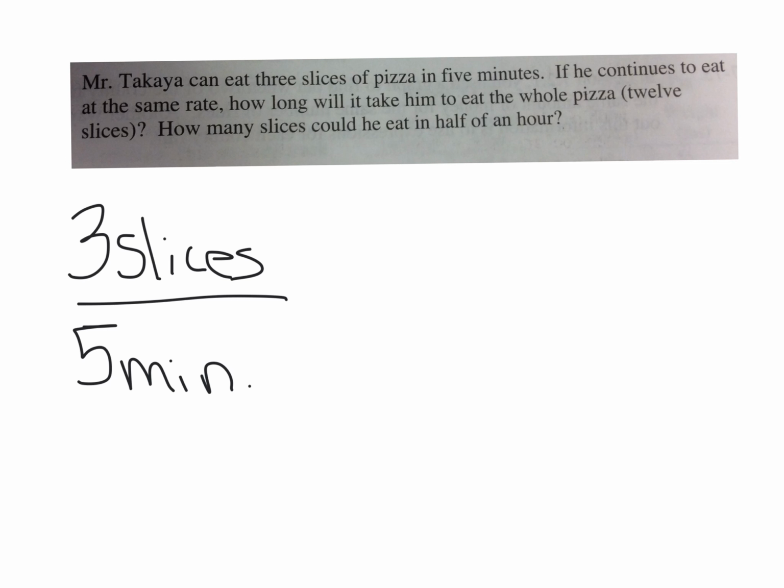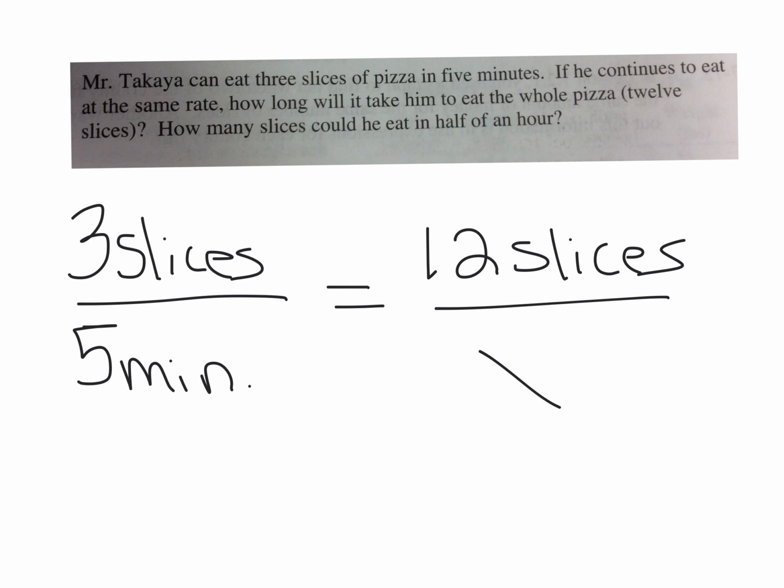So here's an example of a word problem that we can use a proportion to solve for the missing information. Mr. Takaya can eat 3 slices of pizza in 5 minutes. So I set up the ratio of 3 slices to every 5 minutes. If he continues to eat at the same rate, how long will it take him to eat the whole pizza? 12 slices. So I'm going to set this equal to 12 slices over our missing piece. How many minutes?